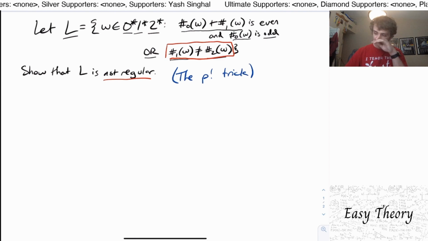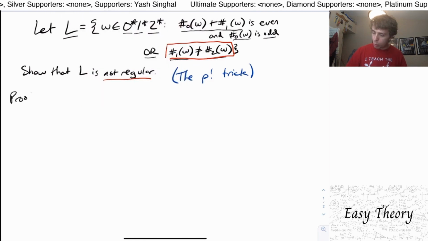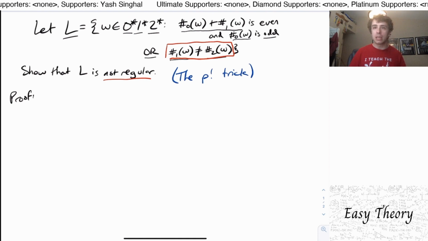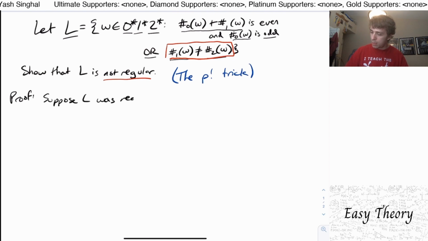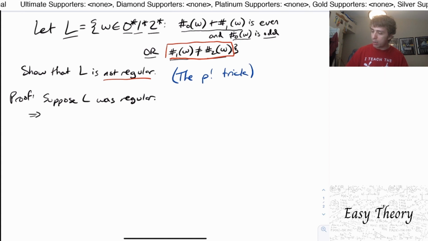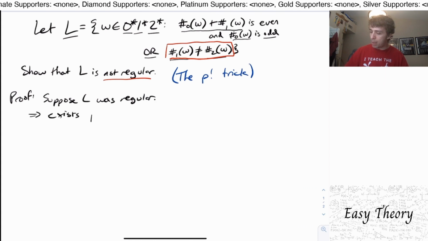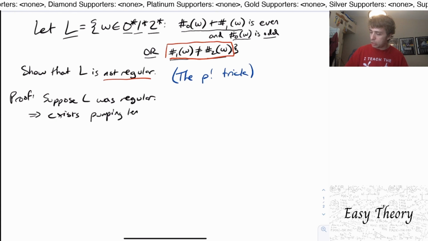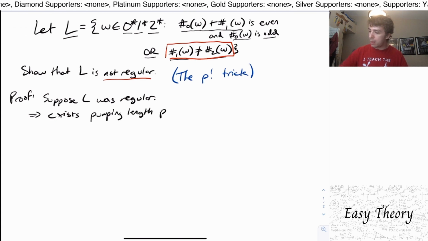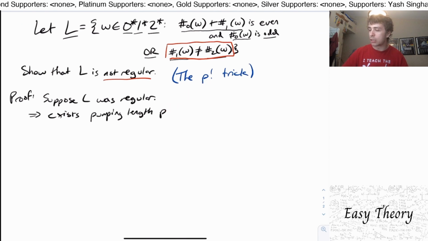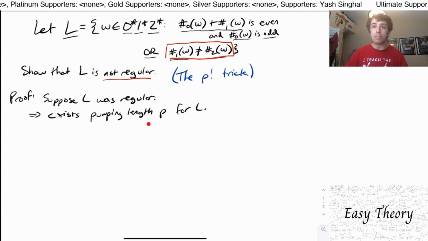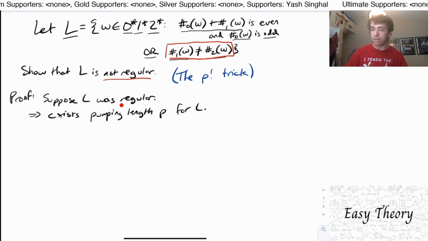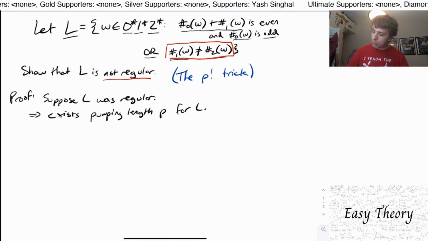Okay, so how do we actually prove this? We're going to start very similarly to every other pumping lemma proof you've ever seen. So let's suppose that L was regular. Then from that fact, we know that there exists a pumping length, let's just call it P, and so the P here, of course, is going to correspond to P factorial, P for L, and remember that P is representing the number of states in a hypothetical DFA for L.